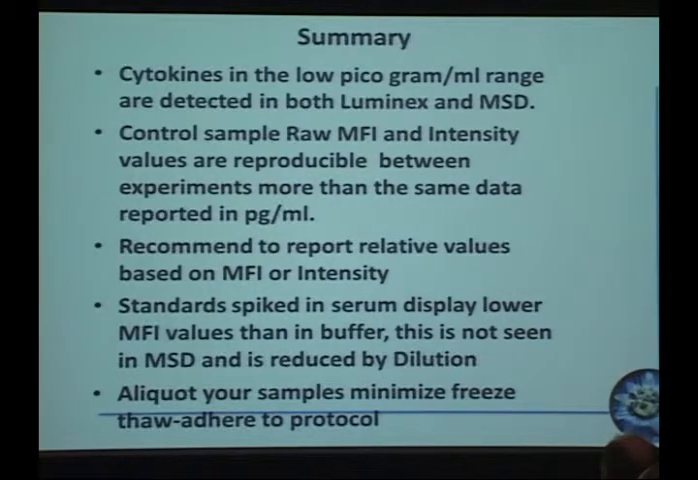Standards that are spiked in serum are detected at a lower level. And again, I cannot emphasize this more: please aliquot your samples upfront. Every cycle of freeze thaw will really reduce your cytokine levels by 50, sometimes 80%, sometimes to not detectable. So you can't assume that one freeze thaw is not going to do any harm. You have to plan your assay so that you can aliquot upfront and use aliquots as needed.